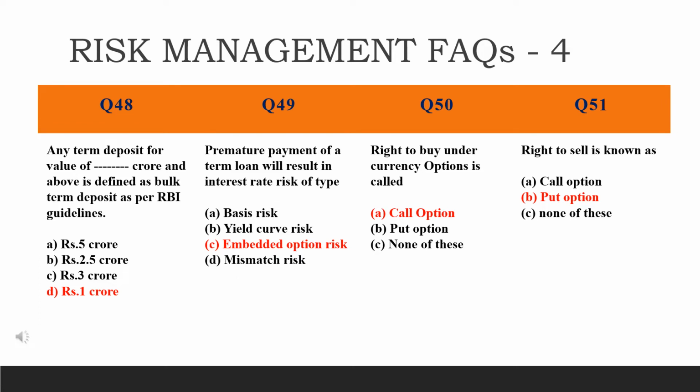Thus the answer is D, rupees 1 crore. Moving back to the next question: premature payment of a term loan will result in interest rate risk of which type? That is embedded option risk.